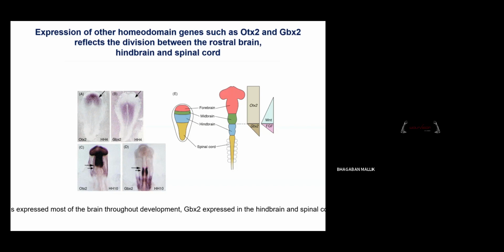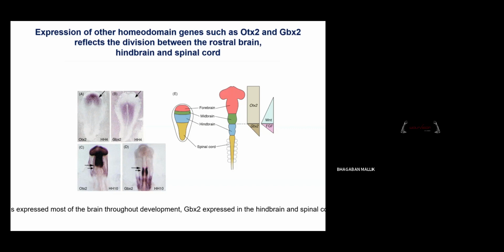OTX2. So OTX2 defines or specifies the anterior portion during development of the brain, and it is expressed throughout the brain development. However, GBX2 defines the posterior development mostly. It defines the hindbrain as well as part of the spinal cord. And OTX2 specifies the midbrain and the forebrain development.